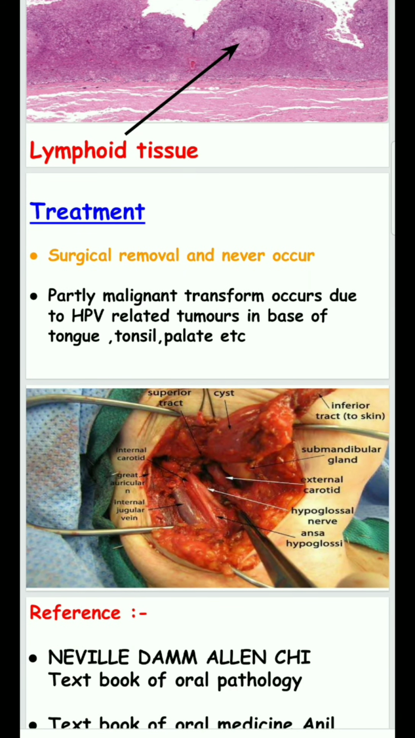Treatment is surgical removal. It rarely becomes malignant, but partially it can transform into malignancy, like a human papillomavirus related tumor, if it is present at the base of the tongue, tonsil, palate, etc., leading to malignant transformation. Thank you.